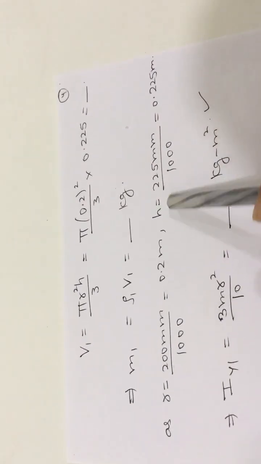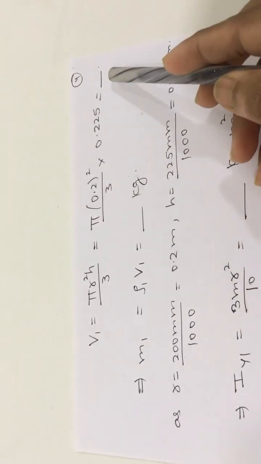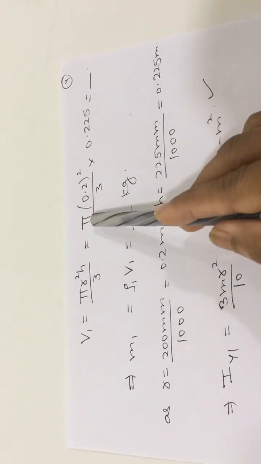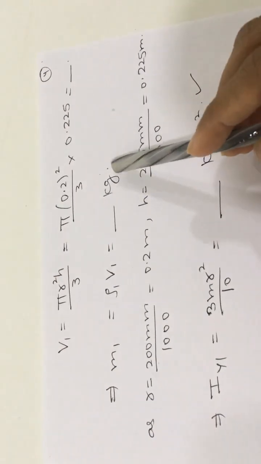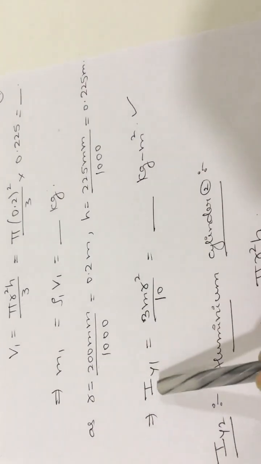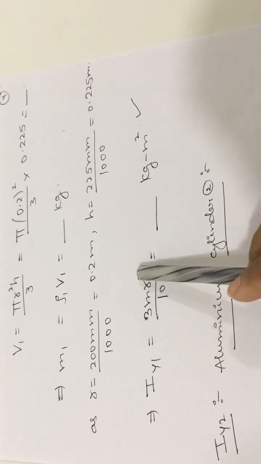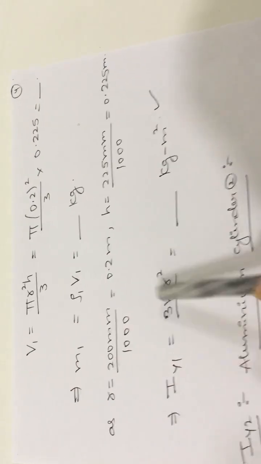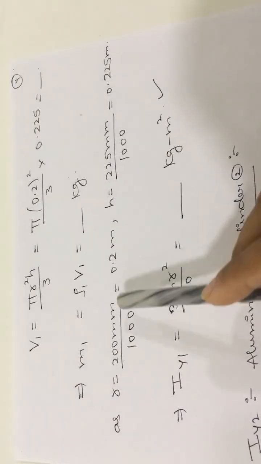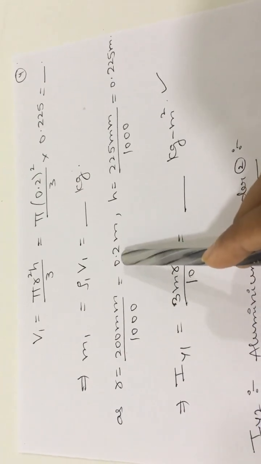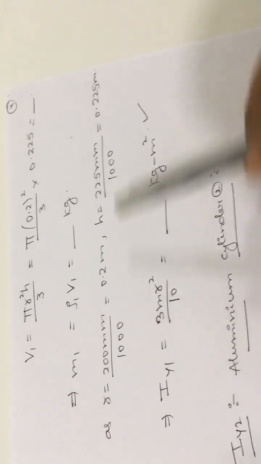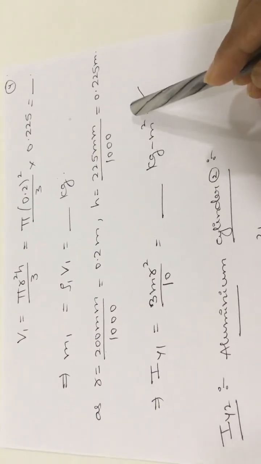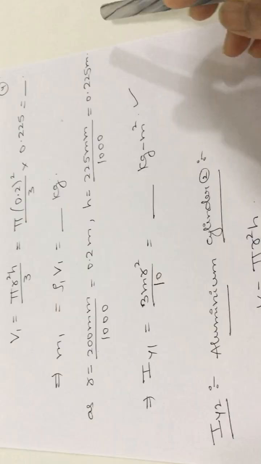Next, substitute the r value and h value in the volume formula. We will get the volume value. Next, substitute that volume value in the mass formula. So you will get the mass value in terms of kgs. Now what is the formula for IY1? That is nothing but 3 m r square by 10. The m value we have calculated, and the r value is already given in the question. We have converted it into 0.2 meter. So substitute all the values, and we will get IY1, the mass moment of inertia for the brass cone, in terms of kg meter square. So the first section calculation is completed.